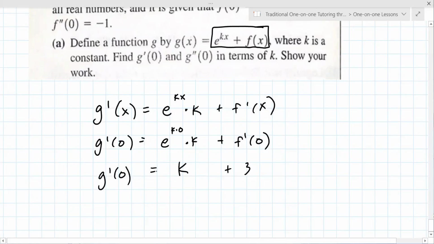What's k? We don't know, but it says in terms of k. So your answer is k plus 3. You're done here. Okay, so now we're going to take a second derivative. You can do this. It's not a big deal.